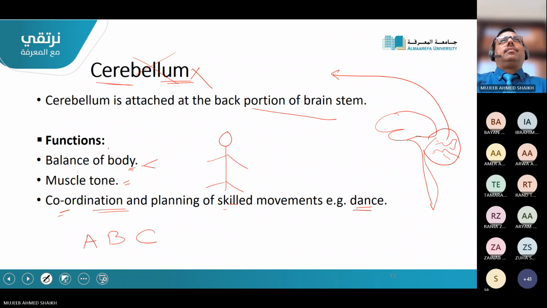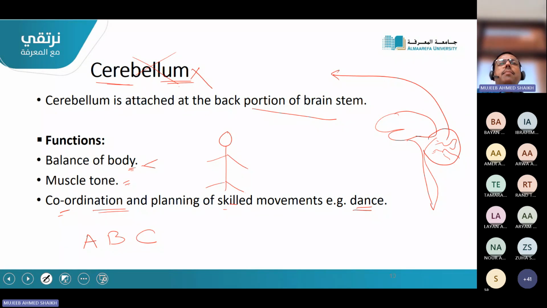Nothing. Because you will be damaged. You will maybe be paralyzed. You are having sensation, but you cannot walk properly. You will walk like a drunk person, after drinking alcohol, who cannot move in one line. Why? Because his coordination is disturbed.